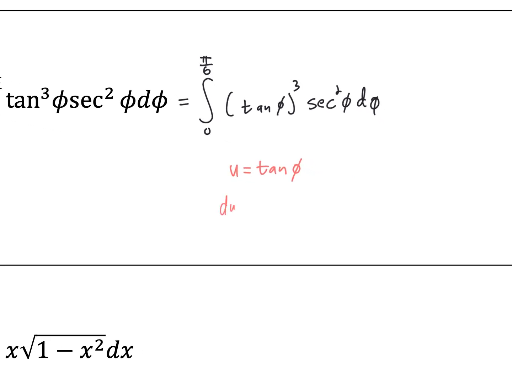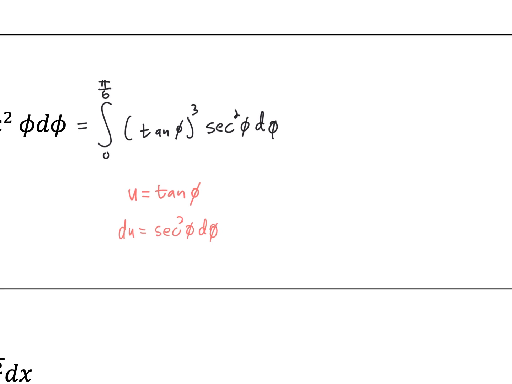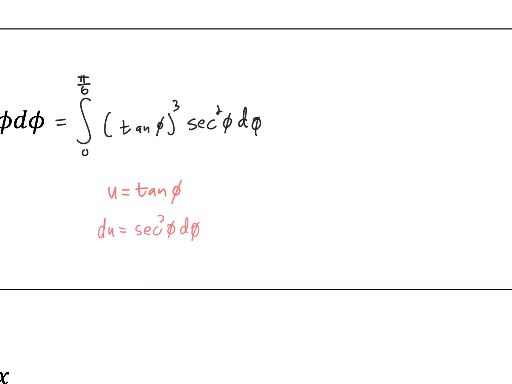Okay, and then the derivative will be secant squared psi d psi. I think that's psi. Okay, so now we'll do our substitution step. This will become u. This whole thing will become du, so this simplifies a lot.